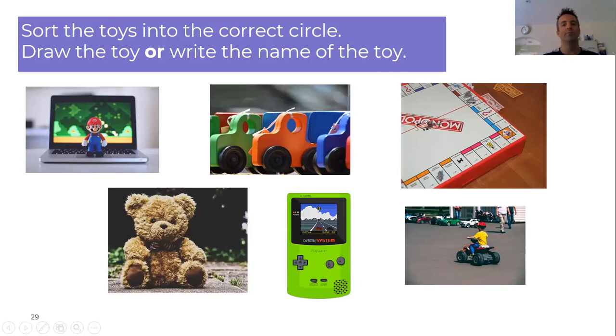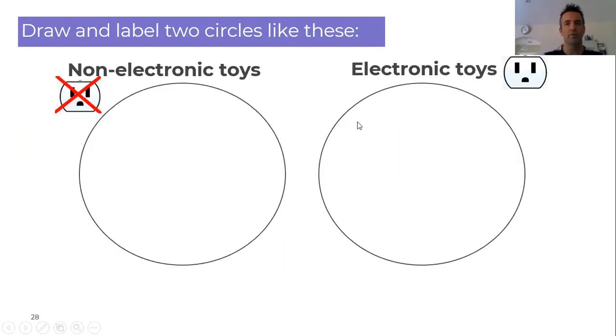So for example, if we look at the teddy bear, if we go back to the previous screen, if you think the teddy bear should go in non-electronic toys, if you think it does not need a battery or a plug, then you would draw it, or write the name or both in this box. If you think the teddy bear needs to have power, so it needs a plug to work, or it needs batteries, then it would go in there. Okay, so let's have a look at the next screen.